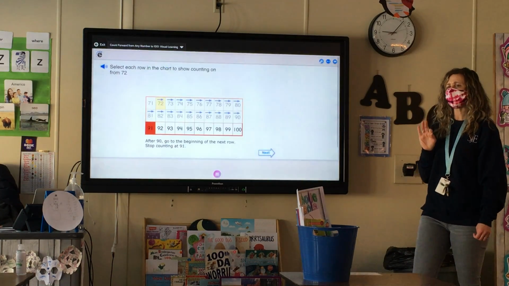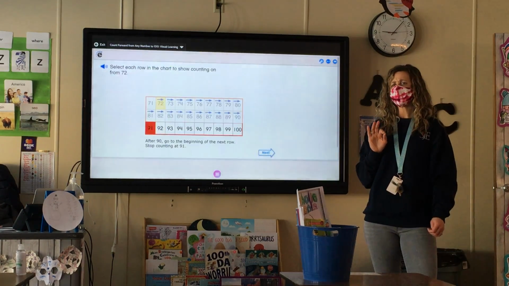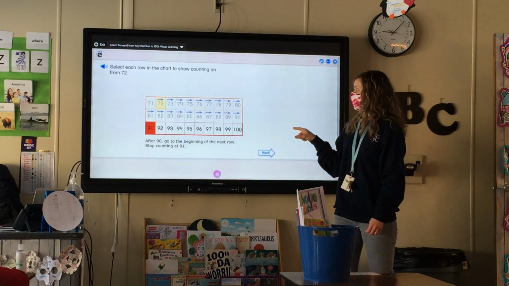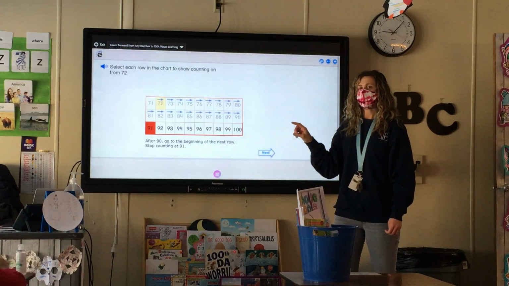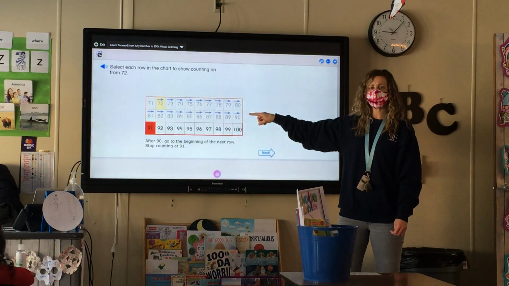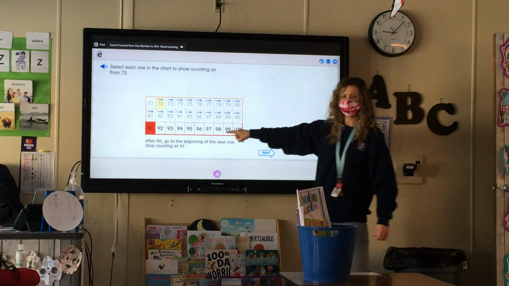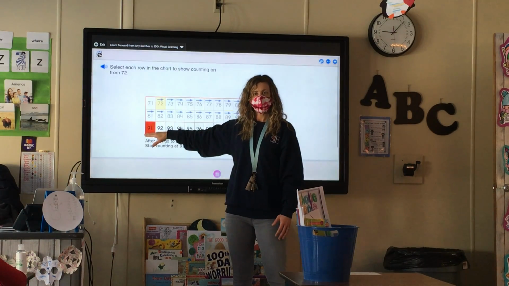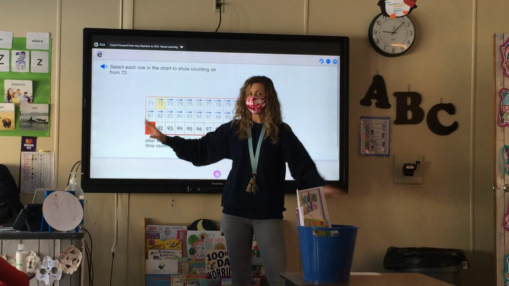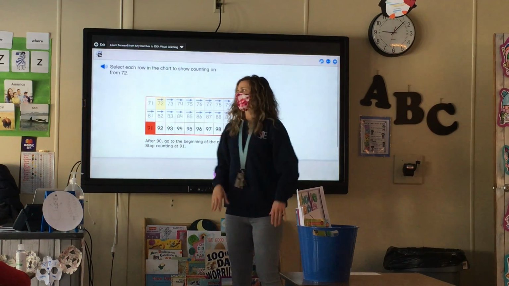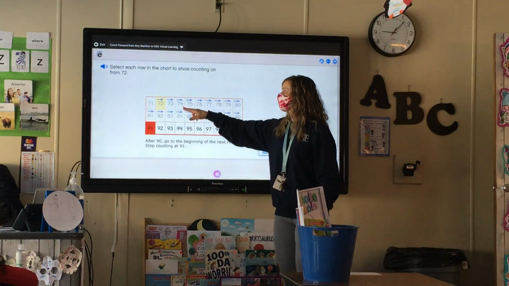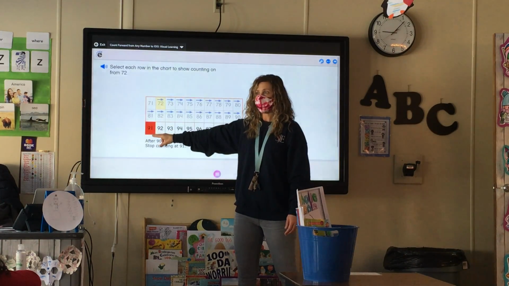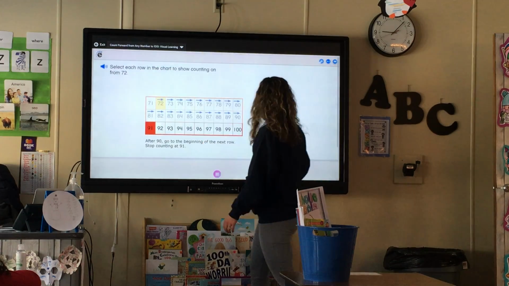Why are we stopping at 91? Why did it say to stop there, Victoria? Because you're going to count this way now? Well, what's different about number 91? Look at it. It's in what color? Red. It's red. And red means? Stop! Okay, so they're letting you know where to start and then where to stop. All right, so you got to make sure you pay attention to that today.